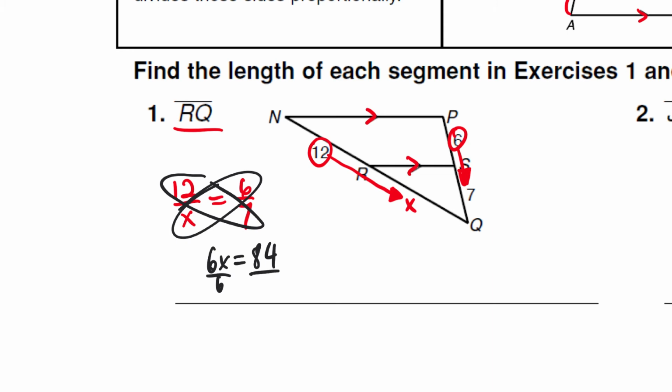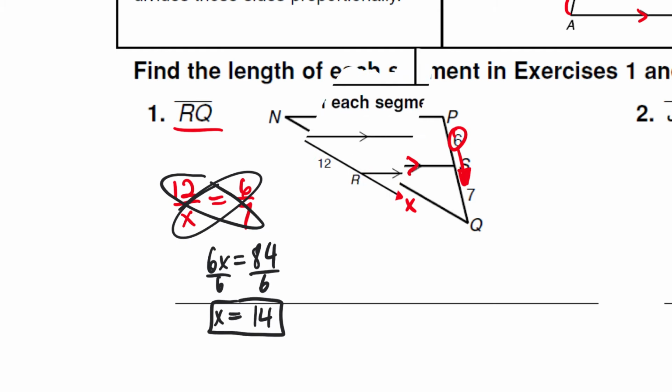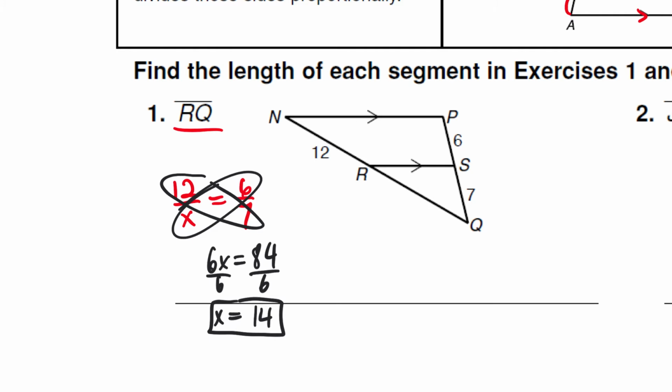6x equals 84, divide both sides by 6, x equals 14. X equals 14.